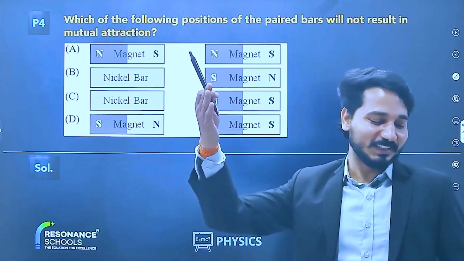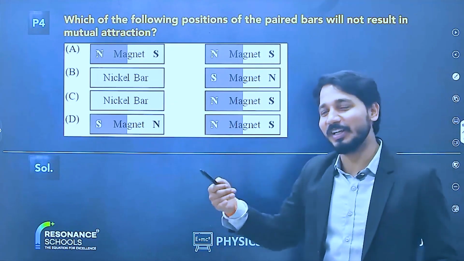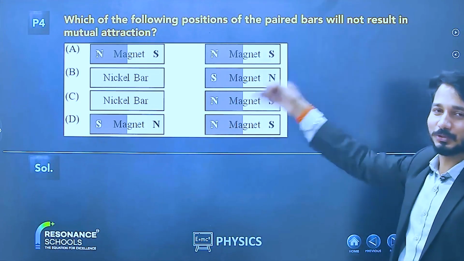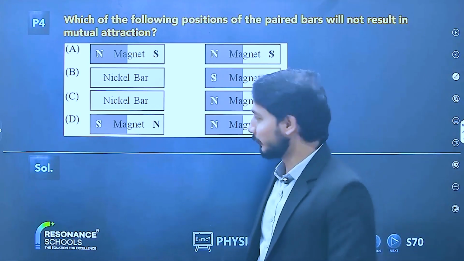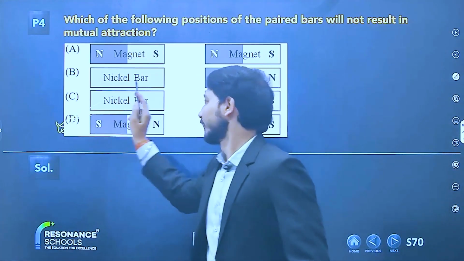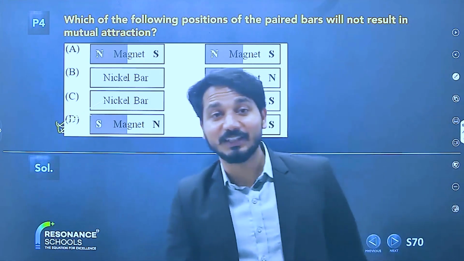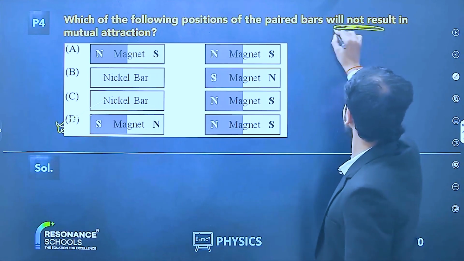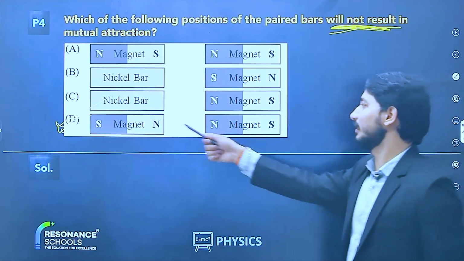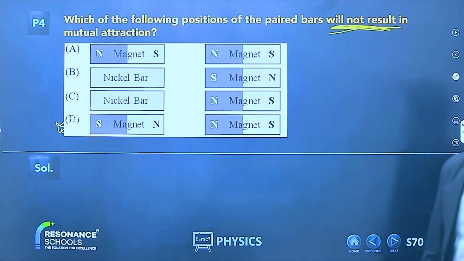So everyone knows the answer and everyone will get +6 in this, right? Because it's very easy to understand within 2 seconds only. You will read the question within 2 seconds, you can mark the answer. Option D is the correct answer. It is saying will not result in mutual attraction. So only option D, they will not attract. Instead of that, they will repel, move away from each other.